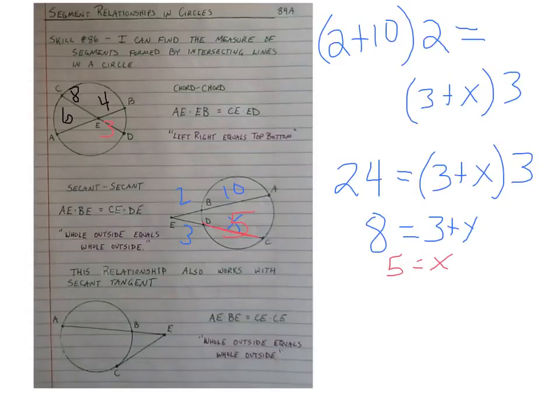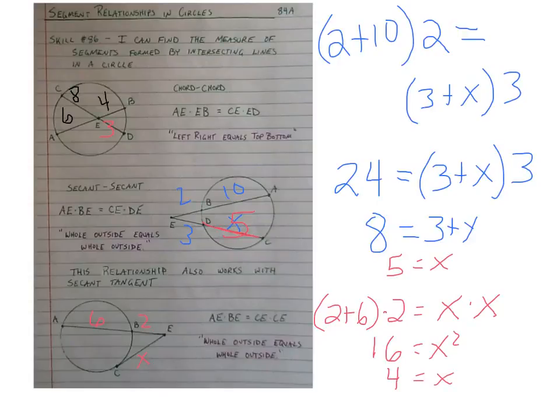In the next example, the same scenario happens where it's whole outside equals whole outside. So if we had 2, 6, and we were trying to figure out this side, we'd get 2 plus 6 times 2 equals the whole length x times the outside length, which is also x. So 6 plus 2 is 8, times 2 is 16. 16 is equal to x squared, and we find that 4 is equal to x. So our value here is equal to 4.